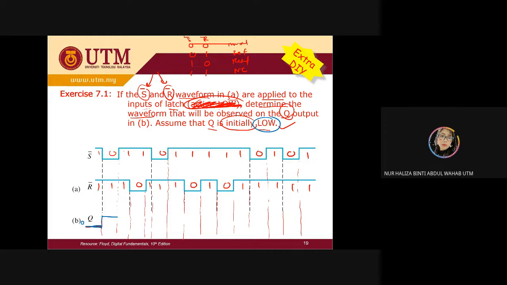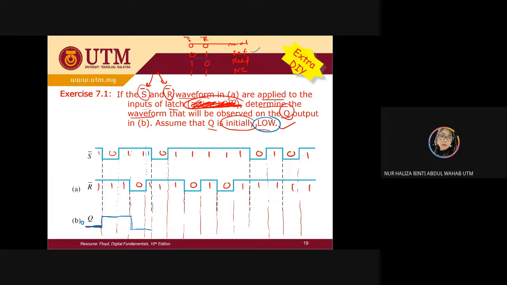I have another one, 1, 1. 1, 1 is no change. It's going to remain like this. Here, I got 1, 0. 1, 0 is reset. So I will draw like this until this part. I can see here it is 1 and 1, which is no change. That's why I continue. For this part, I have 0 and 1.